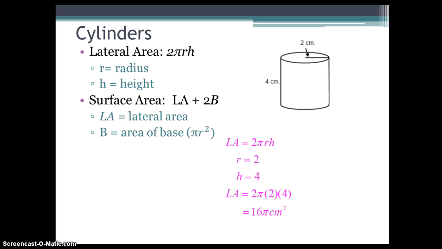And again, the surface area is going to be the lateral area plus the area of those two bases. And just a reminder, the area of a base of a circle is pi r squared. So our surface area is lateral area plus 2B. Well, we know our lateral area is 16 pi, and the area of our base is going to be the radius squared, 2 squared, or 4 pi. So we add the 16 pi plus 2 times 4 pi, which is 8 pi, and we get 24 pi centimeters squared.